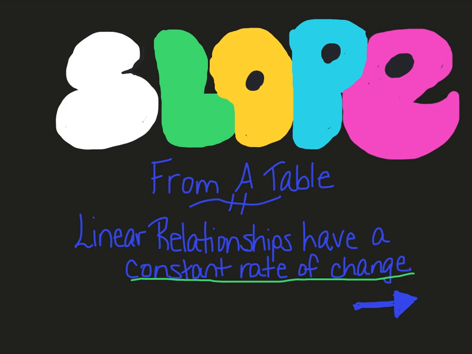When we were trying to determine whether a table made a straight line or made a linear relationship, we were seeing if the y's went up by the same amount and the x's went up by the same amount, then we found the constant rate of change. Linear relationships, remember, have a constant rate of change. That means that they are consistent, and the way the x's go up doesn't affect the way that the y's go up.